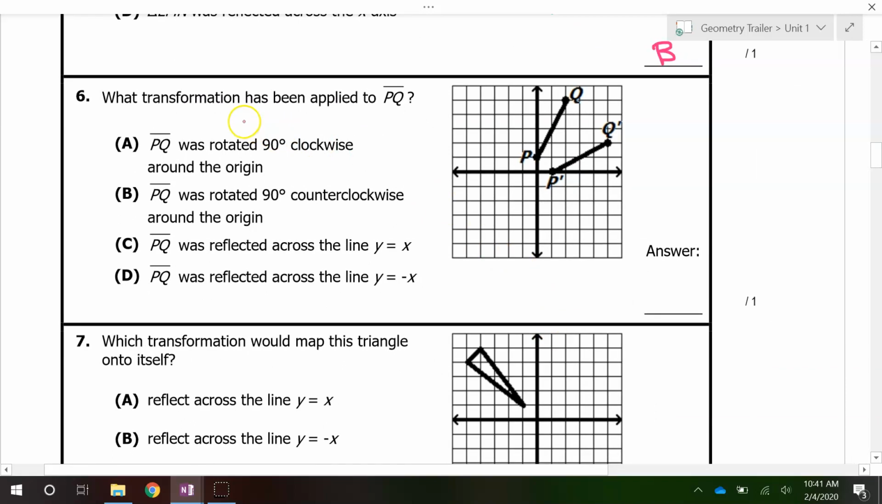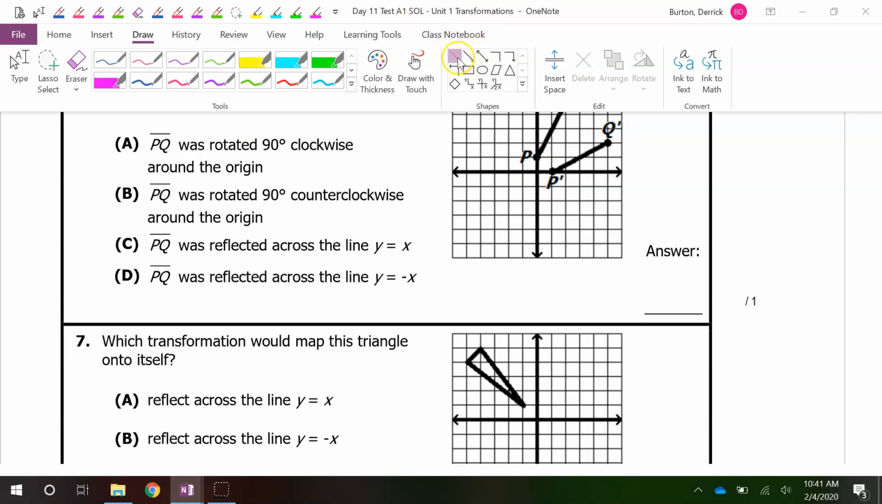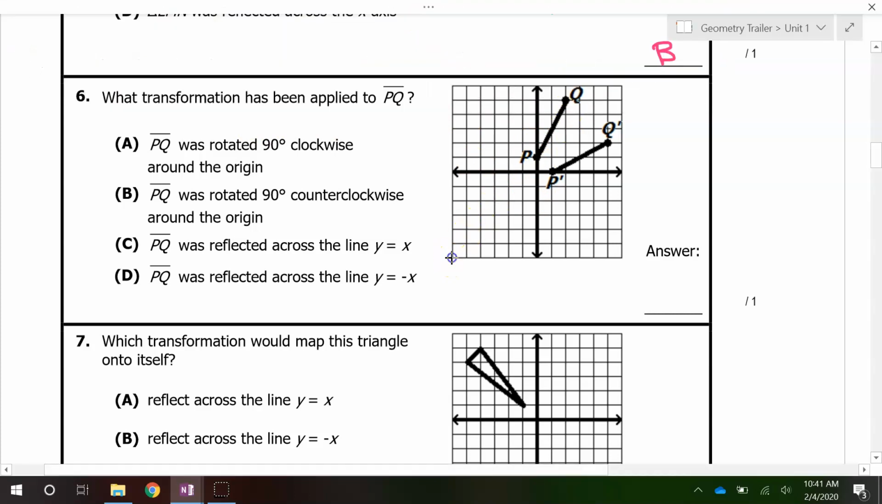All right, number 6, what transformation happened here? Well, look for the reflection line, and hopefully you can see that the reflection line is right here. Do you see how this diagonal line splits the image right down the middle? Now these are mirror images of each other over the diagonal line. But a diagonal line like this is the line y equals x. If it went downhill, it would be y equals negative x. So this is a reflection over the line y equals x. So that is going to be C.